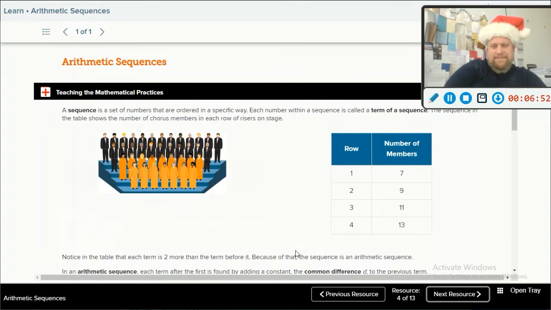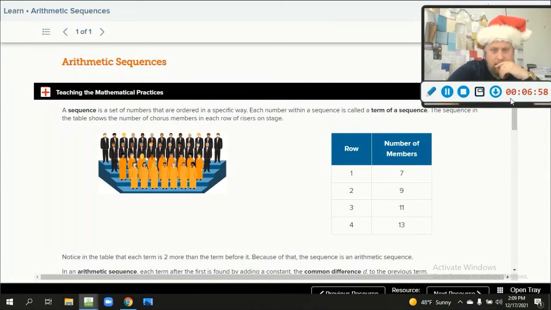All right, y'all. A sequence is a set of numbers that are ordered in a specific way. Each number within a sequence is called a term of a sequence. A sequence in the table shows the number of course members in each row of risers on the stage. So in row 1, there's 7. Row 2, there's 9. Row 3, there's 11. Row 4, there's 13. If there was a row 5, clearly the common difference is plus 2, right? It's going up by plus 2 each time. So row 5 would have 15, right?